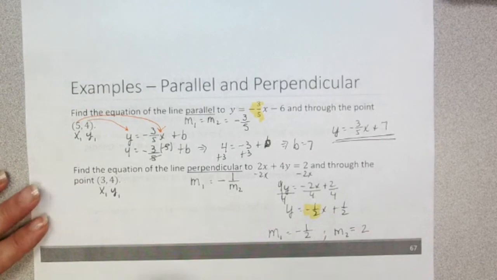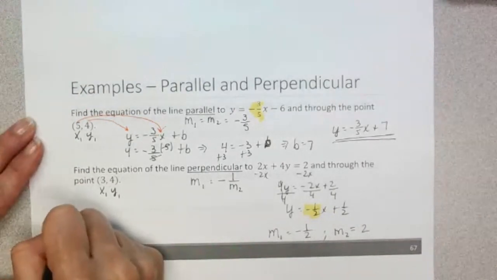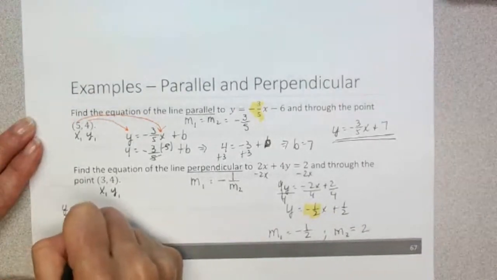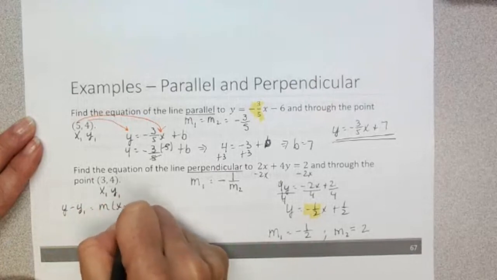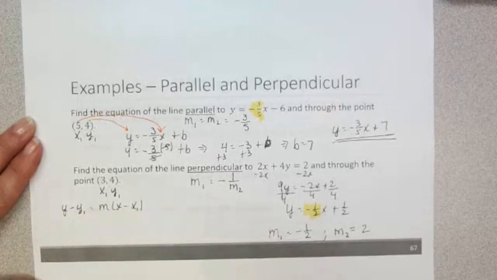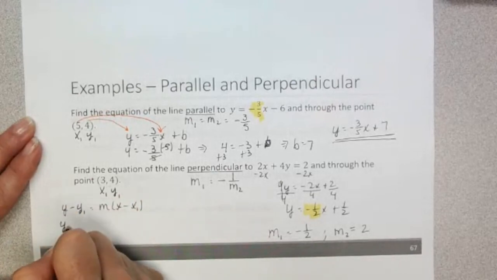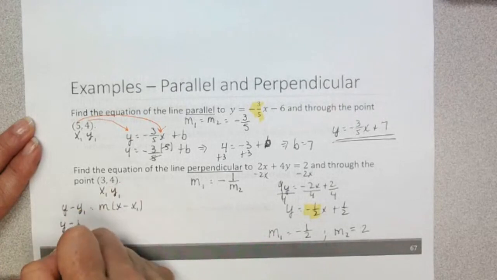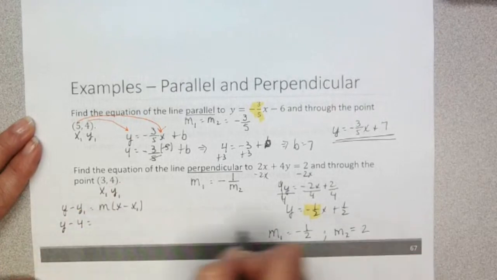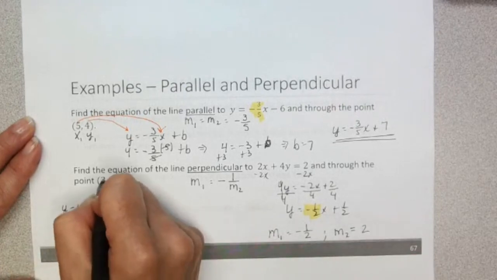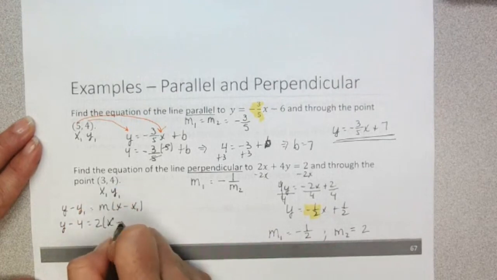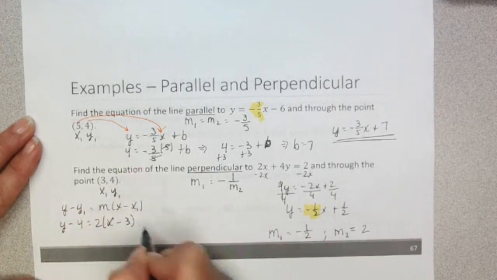Let's use the point slope form, right? What is that? y minus y1 is equal to m times x minus x1. Let's do it the other way this time. So y minus y1, so y minus 4 is equal to m, which we just found to be 2, times x minus x1, that's 3.